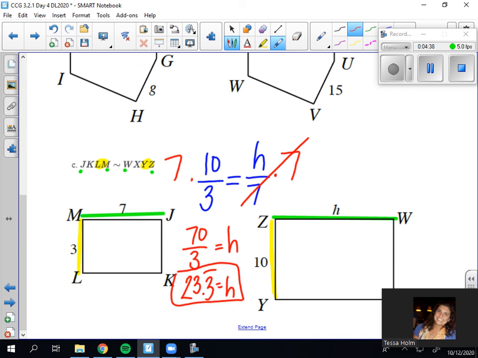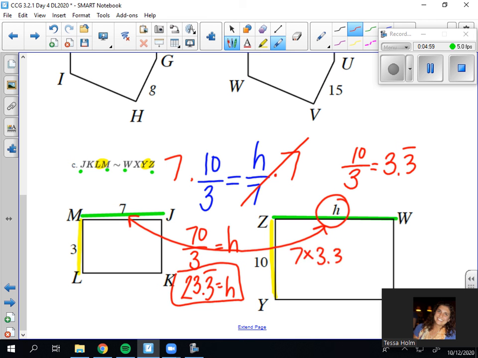Okay. The other method is finding the zoom factor. So my zoom factor would be 10 divided by 3, which would be 3.3 repeated. And then in order to make H and 7 match up, I'm going to have to take 7 times my zoom factor because I want it to be bigger, right? 3 got bigger to make 10, 7 needs to get bigger to make H. So 3.3 times 7 gives me 23.3 repeating. So that's my missing side length.